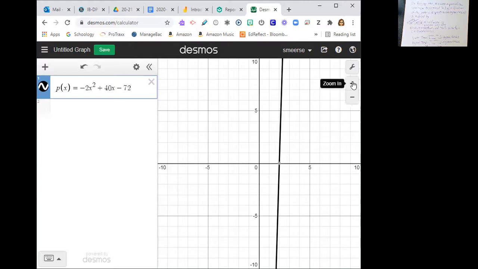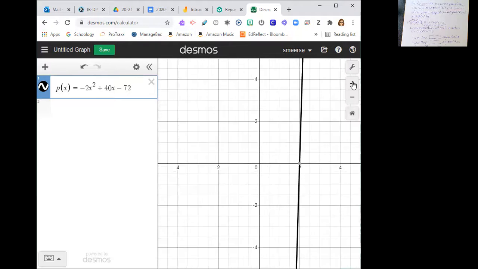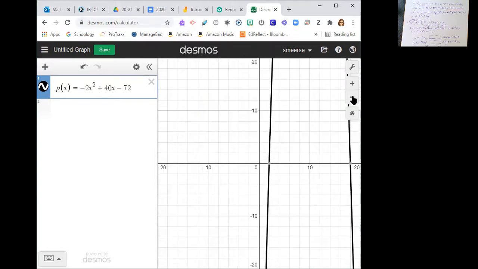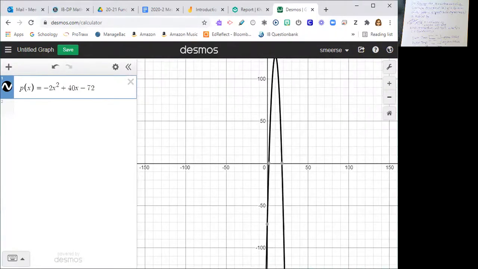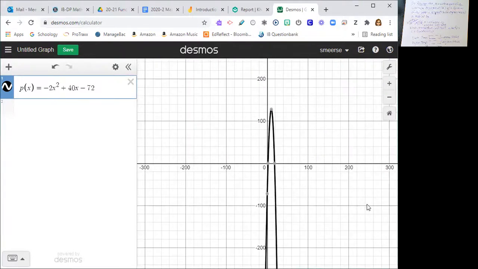Your zoom options are over here on the right. If you hover over the plus sign, that's zooming in. That brings you closer to the picture. We don't want that. We want to zoom out, so we're just going to go to zoom out if you hover over the minus. Just like taking a picture, you can zoom in and zoom out. So zooming out a little bit more, there we go.